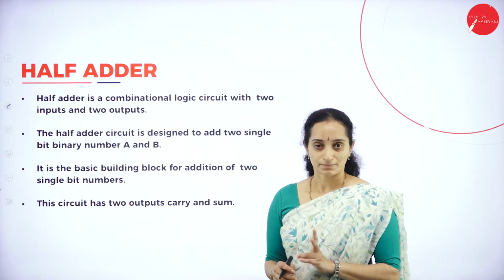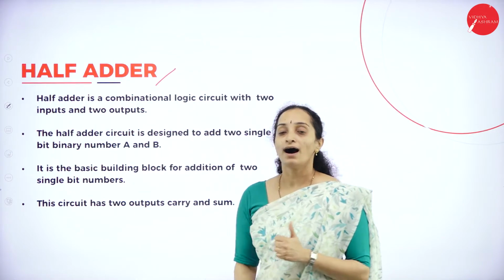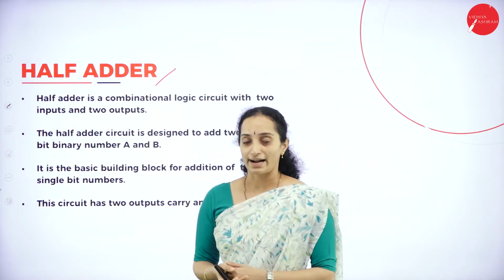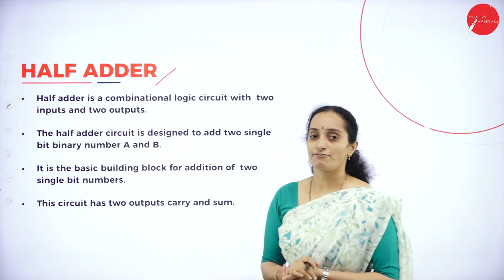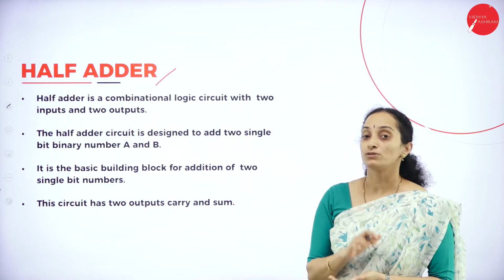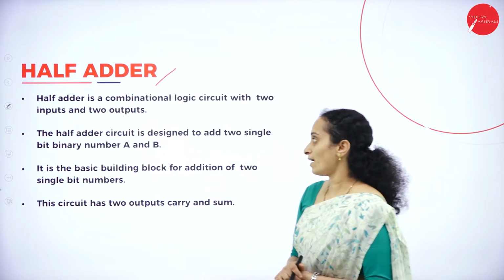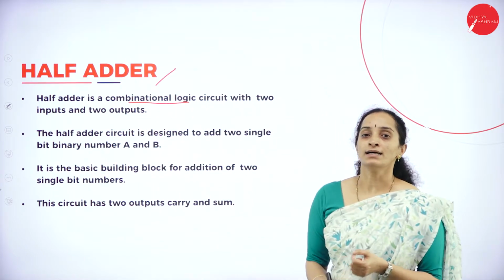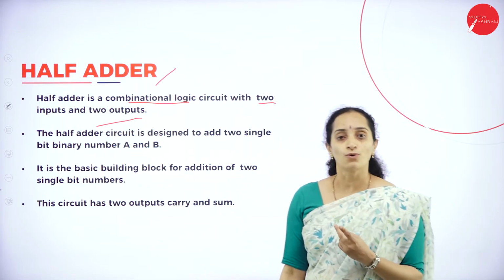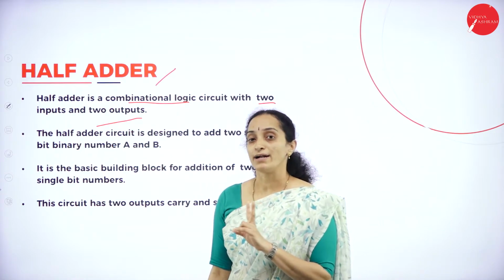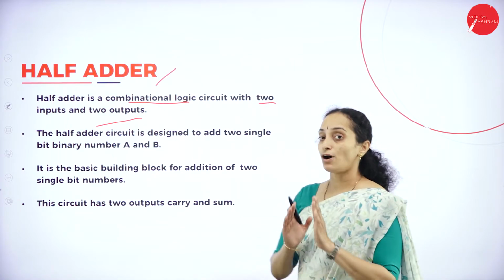Let's check now. The first thing we are going to study here is the half adder, not the full adder. We are going to know about the half adder. What is a half adder? What are the number of inputs? What are the number of outputs? How do we add the numbers? Let's check now. Half adder is a combinational circuit with two inputs and two outputs. There will be two inputs and two outputs in the case of half adder. That means it is not a complete adder.